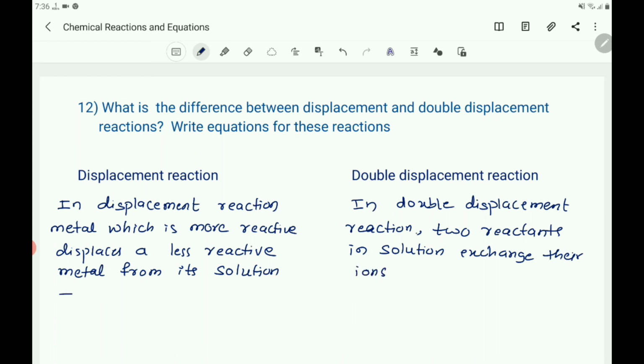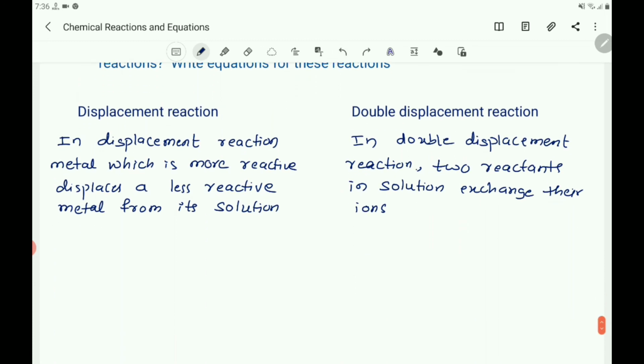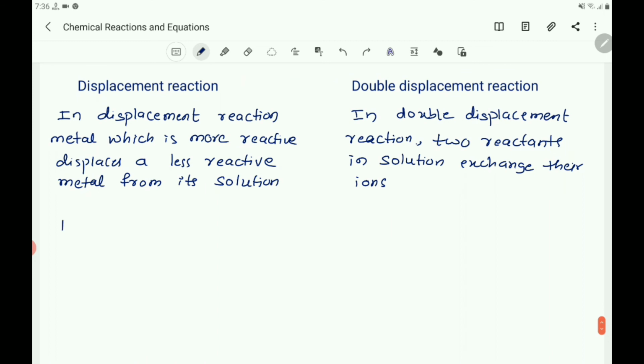In the displacement reaction, one metal will be in the form of element and the other is a compound in a solution, and the metal which is more reactive displaces a less reactive metal from its solution. In double displacement reaction, two reactants in solution exchange their ions. Now let us write the example here.